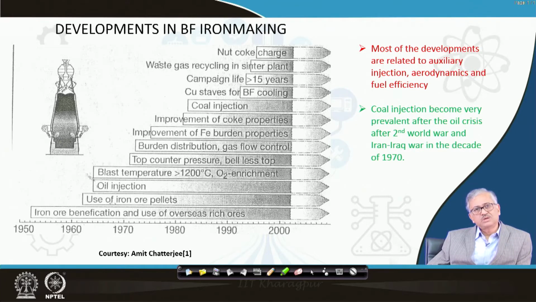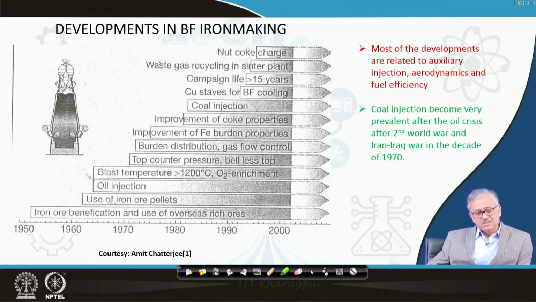So you can reduce the coke rate, and if you can reduce the coke rate, your productivity increases. That's why oil injection came, only to increase the productivity. Not only productivity, oil injection can also increase the indirect reduction, because oil is a hydrocarbon, it gives hydrogen also, and hydrogen is a better reductant than coke, than the CO gas. So as a result, it promotes the indirect reduction.